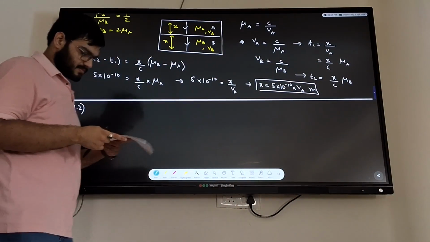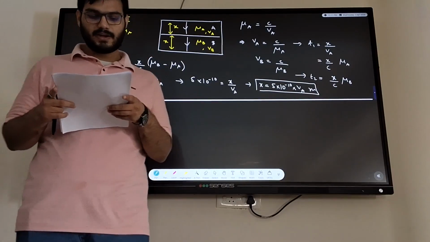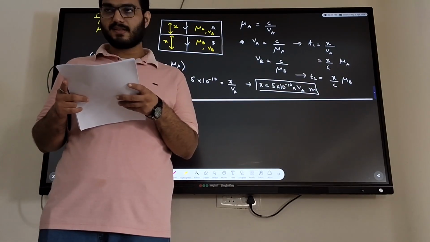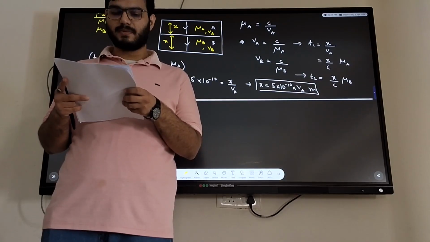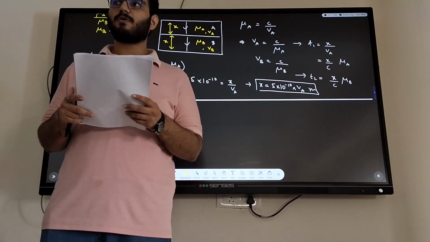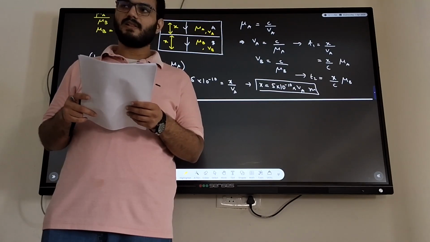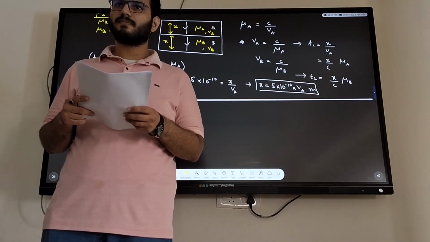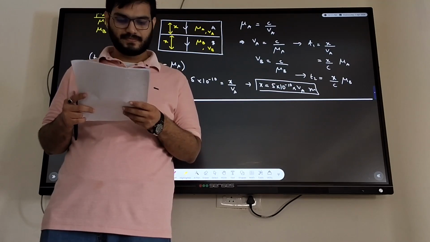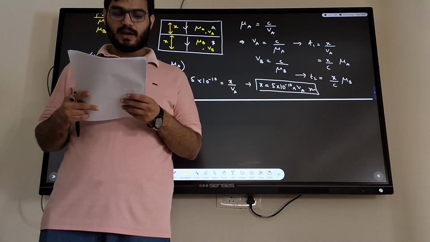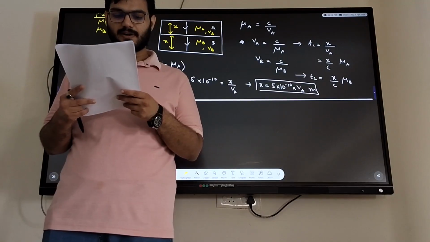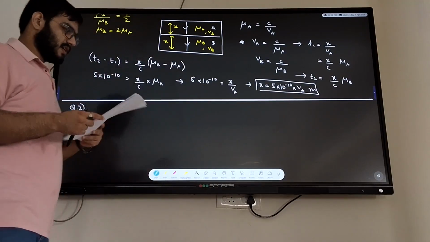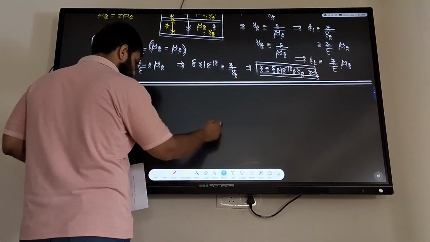What is given? A monochromatic light beam of frequency ν, the frequency is given, crosses from air to transparent material. When the light beam goes from air to material, will the frequency change? It will remain the same, right? Good. And now the wavelength measured in the material is given to be 300 nanometer. You have to find the index of refraction.